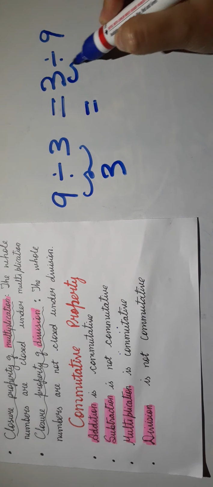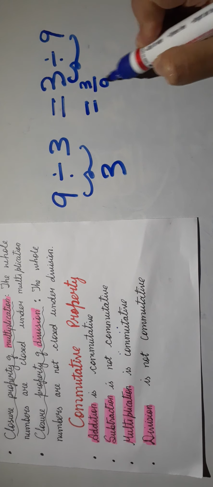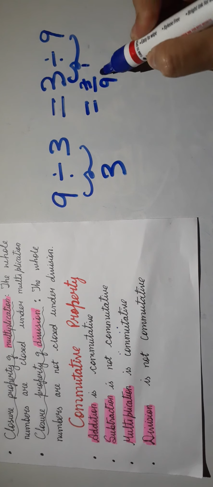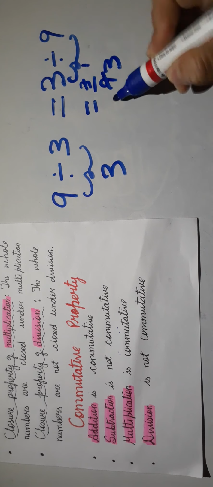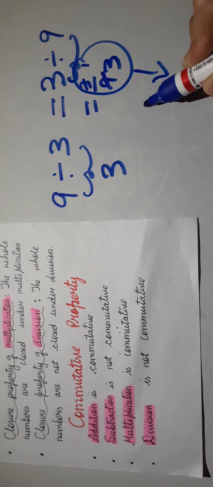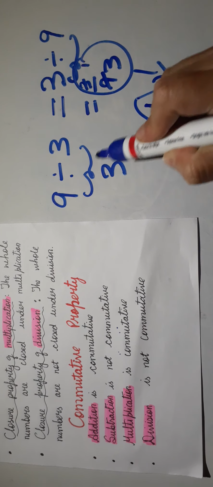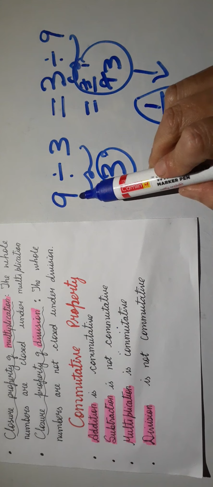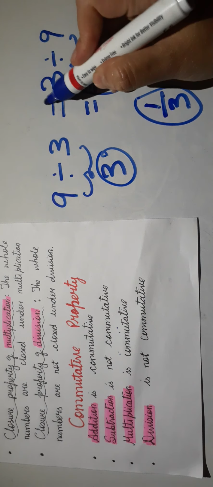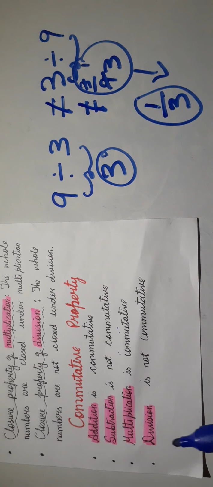Now let us divide 3 divided by 9. If I cancel this, 3 1s are 3, 3 3s are 9. So my answer from here is 1 by 3. 1 by 3 is not a whole number, but 3 is a whole number. So definitely left hand side is not equal to right hand side. So that's why division is not commutative.